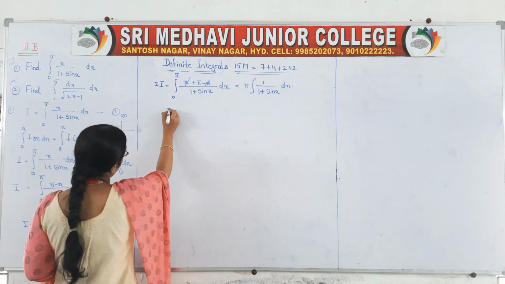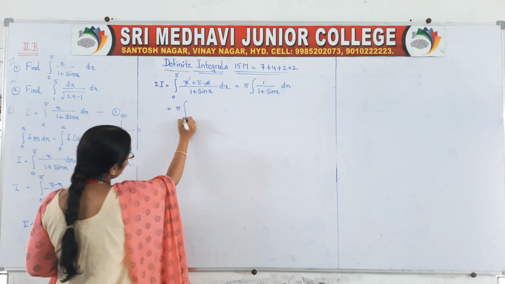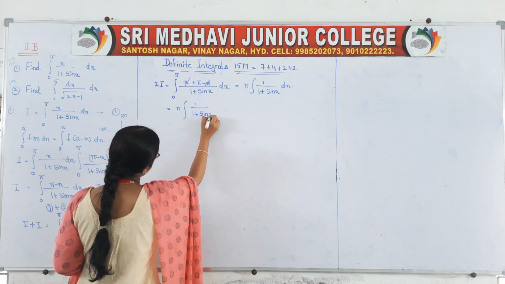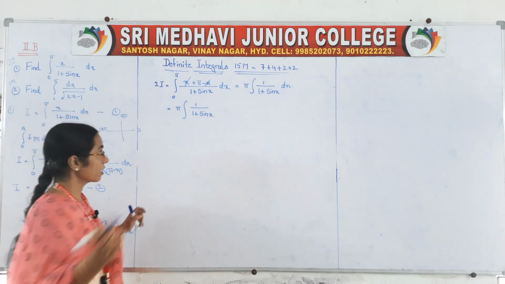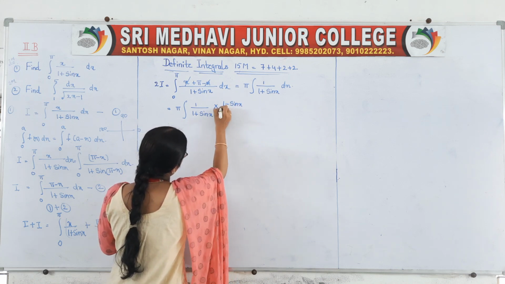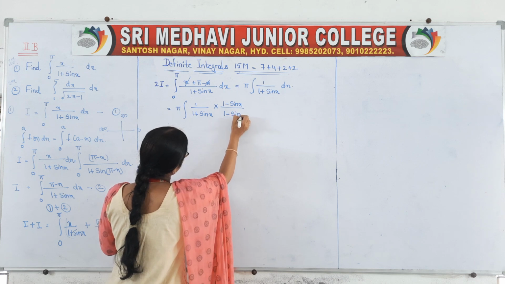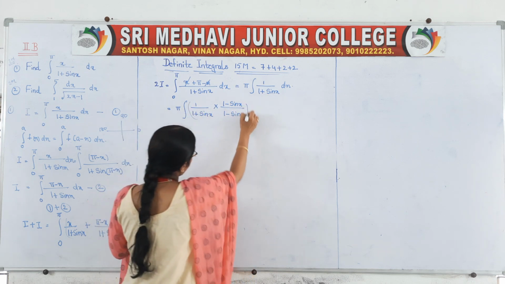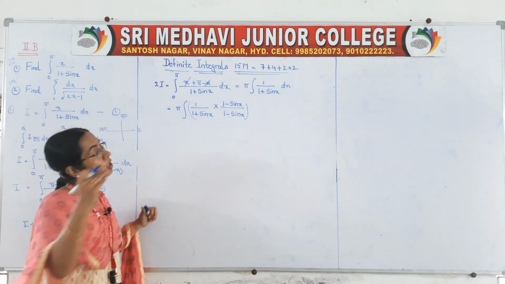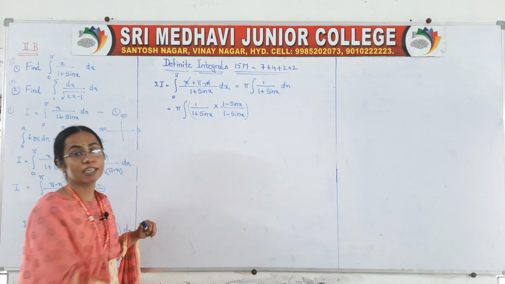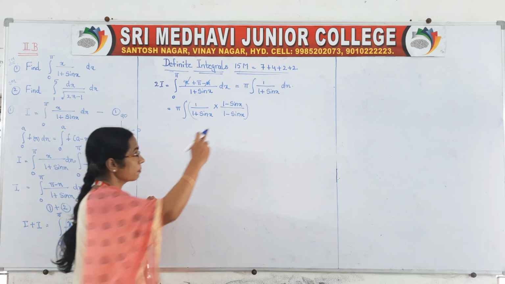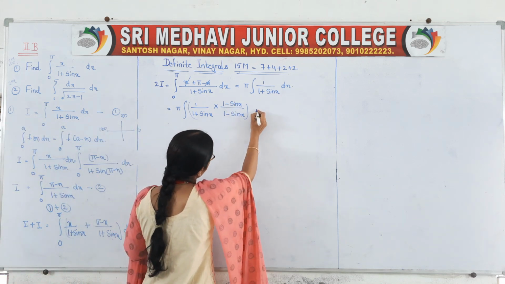Is there any direct formula for this problem? We don't have any direct formula. So we have to reduce it to a standard direct formula. For that sake, we have to multiply and divide with 1 minus sin x. Why are we doing this step here? We don't have any direct formula for the integral 1 by 1 plus sin x, so we have to reduce it into some standard form. To get into standard form, just multiply and divide with 1 minus sin x.